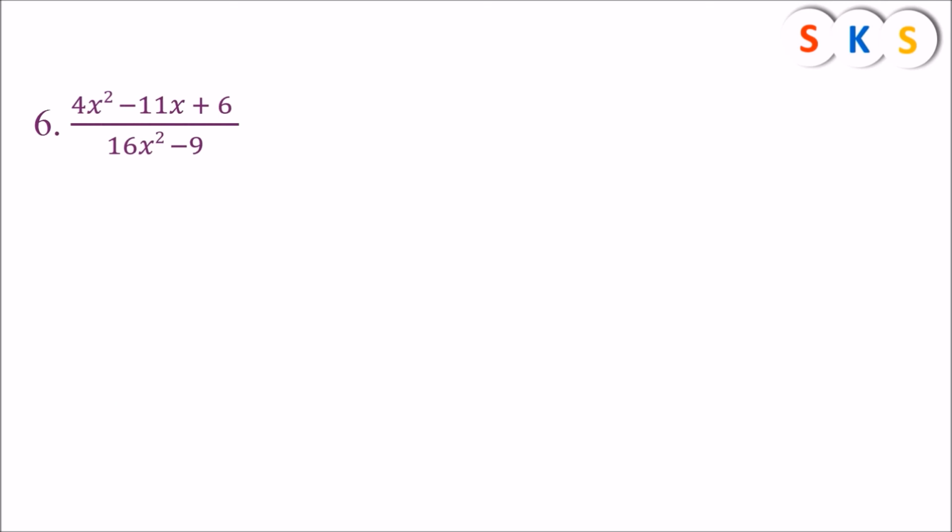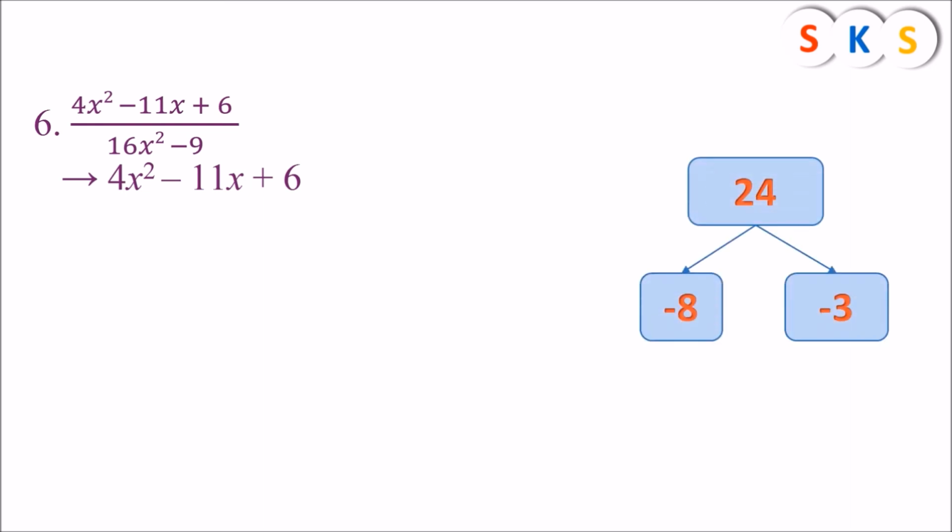Now we have question number 6, 4x square minus 11x plus 6 whole upon 16x square minus 9. Now we are going to solve 4x square minus 11x plus 6. I'm going to factorize this. What is your first step? Multiply 4 with 6, you'll get 24. Right? And we will find two numbers. When I multiply them, I should get 24, and when I add those two numbers, I should get minus 11.